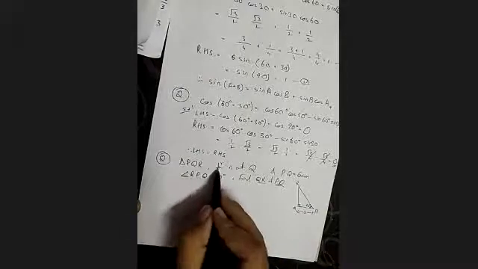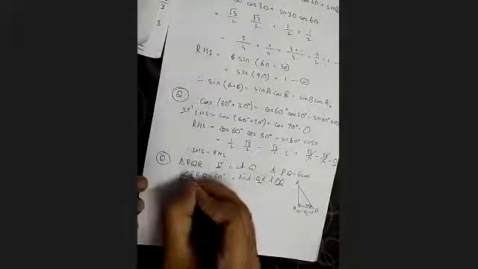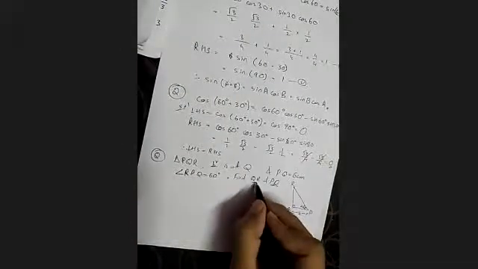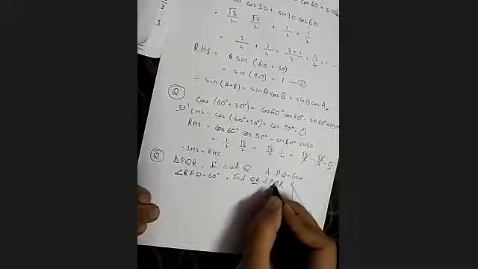See, in this question, it is given to us that in triangle PQR, the right angle is at Q. PQ is equal to 6 centimeter. Angle RPQ is 60 degrees. We have to find QR and PR.